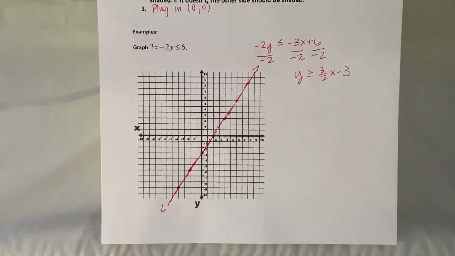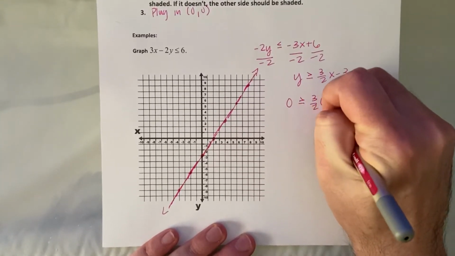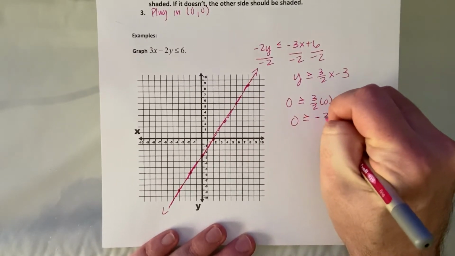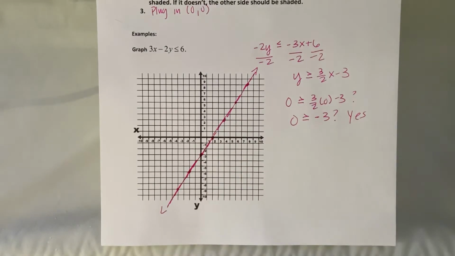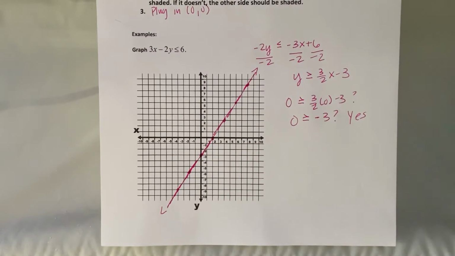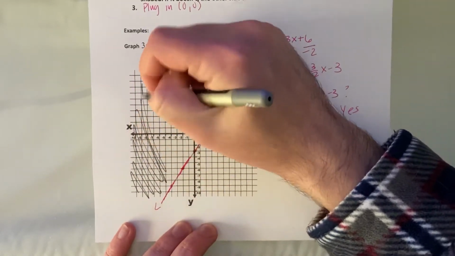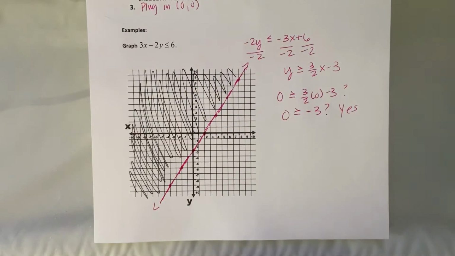But of course, I can always plug in 0, 0. Is 0 greater than or equal to 3 halves times 0 minus 3? Well, is 0 greater than or equal to negative 3? Yes, which means 0, 0 is on the side I should be shading. So I know that side is this side over here. And you can roughly shade. On your homework, there's a shading option that'll help you shade the line. But this is how it works, generally speaking.